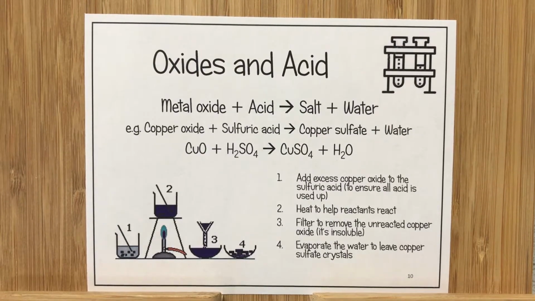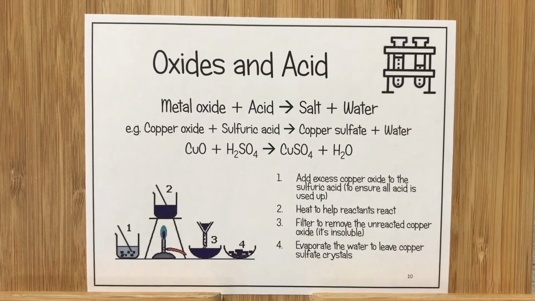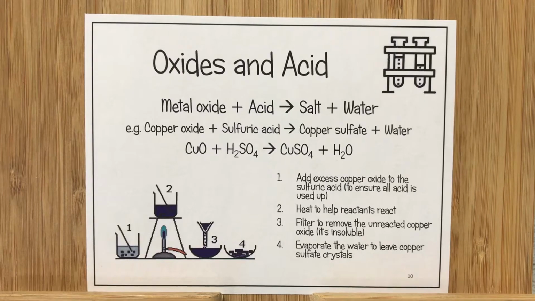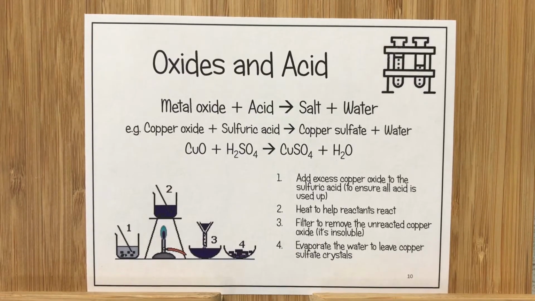And we added excess copper oxide to the sulfuric acid to ensure all of the acid was used up. We heated to help the reactants react. We filtered to remove any of the unreacted copper oxide because it was insoluble, so it gets trapped by the filter paper, whereas the copper sulfate solution went through the filter paper because it was soluble. And then we evaporated the water to leave copper sulfate crystals.